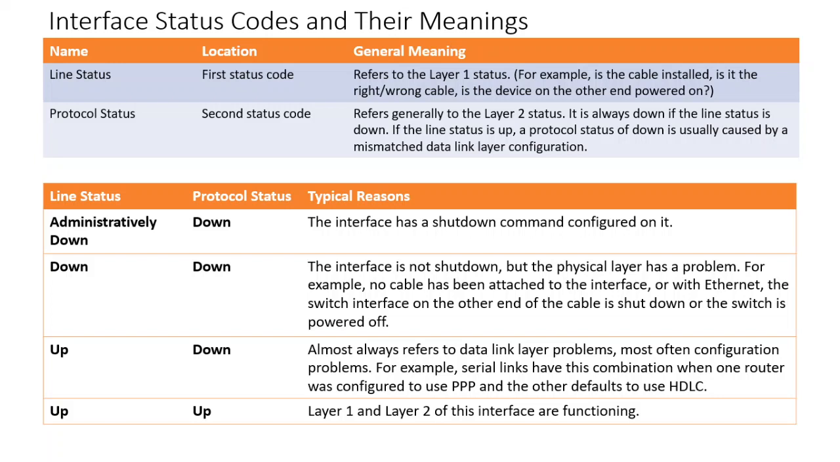If the line status is up, a protocol status of down is usually caused by mismatched data link layer configuration. If we have administratively down and protocol status down, the interface shutdown command is configured on it. If we have down, the interface is not shut down, but there is a physical layer problem with it, for example, no cable has been attached, or the interface is broken, or the interface on the switch or the other end is shut down. If we have up and down, it almost always refers to a data link layer problem with the configuration. Serial links have this combination when one router is configured with point-to-point protocol and the other defaults to HDLC. If we have up and up, layer 1 and layer 2 of the interface are functioning.